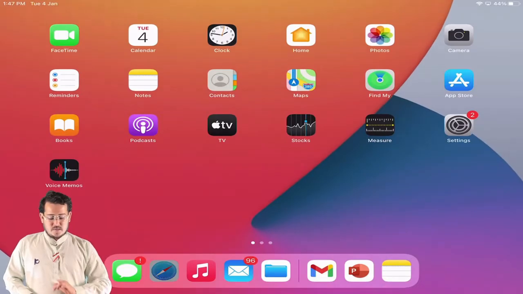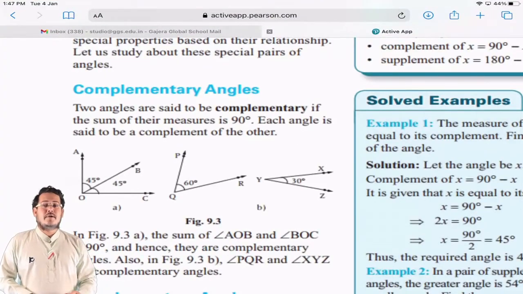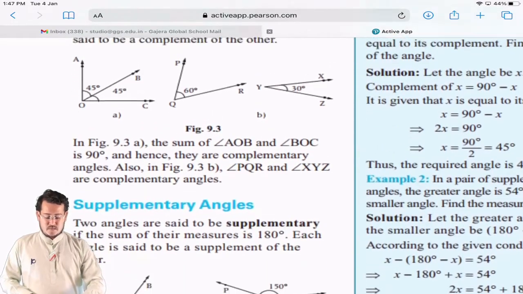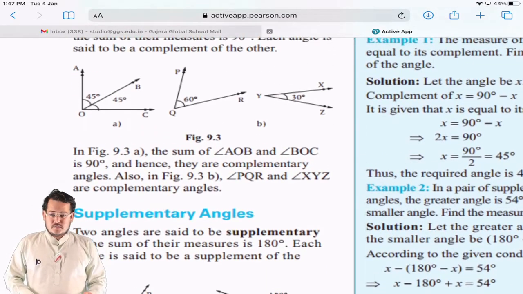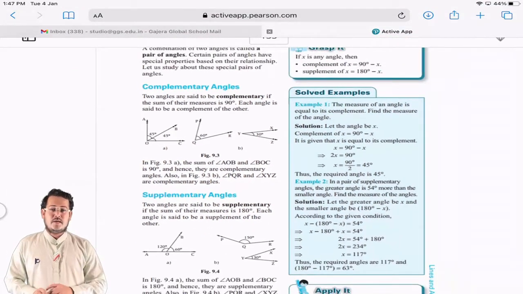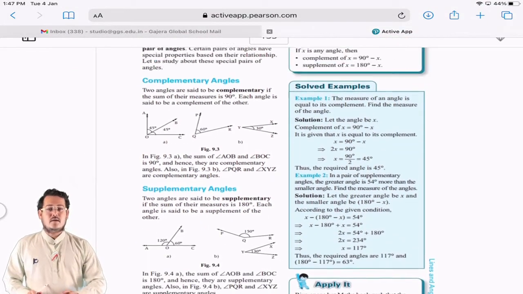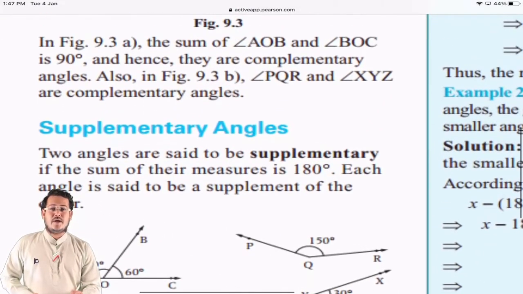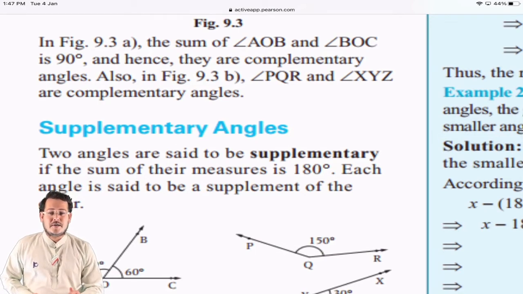Now, the second topic after complementary angles is supplementary angles. When two angles come together, they form a supplementary angle. Supplementary angles means two angles are said to be supplementary if their sum is 180 degrees. Perfect 180 degrees, not less than 180 degrees, not more than 180 degrees.